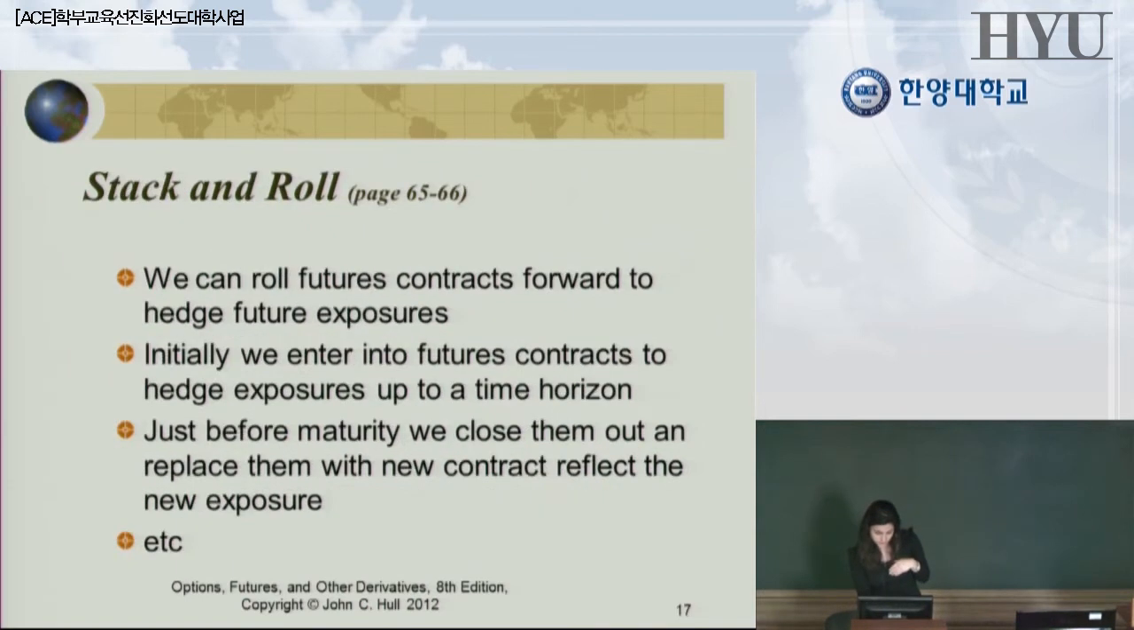Stack and roll. We can roll the futures contract forward to hedge future exposures. Initially, we enter into a futures contract to hedge exposure up to the time horizon. Just before the maturity, you close them out and replace them with a new contract reflecting the new exposure.